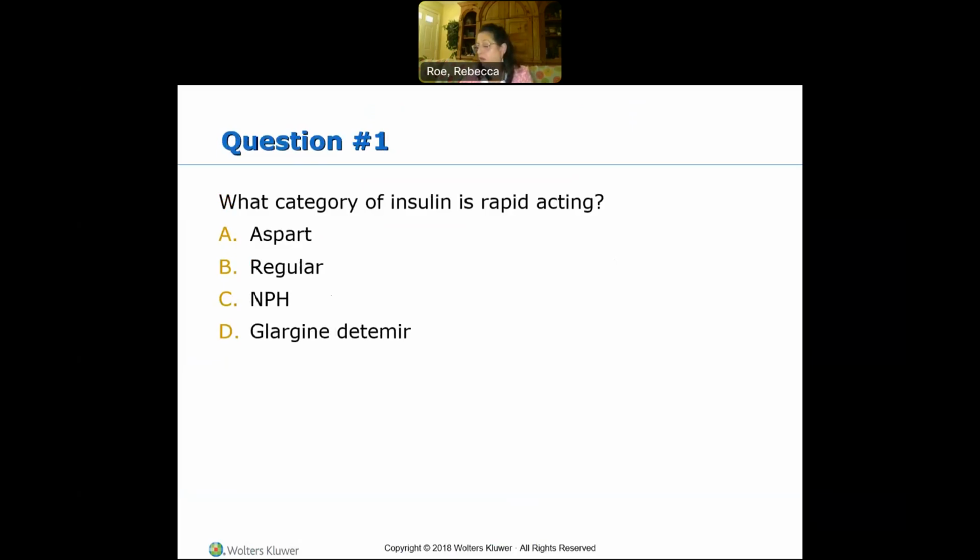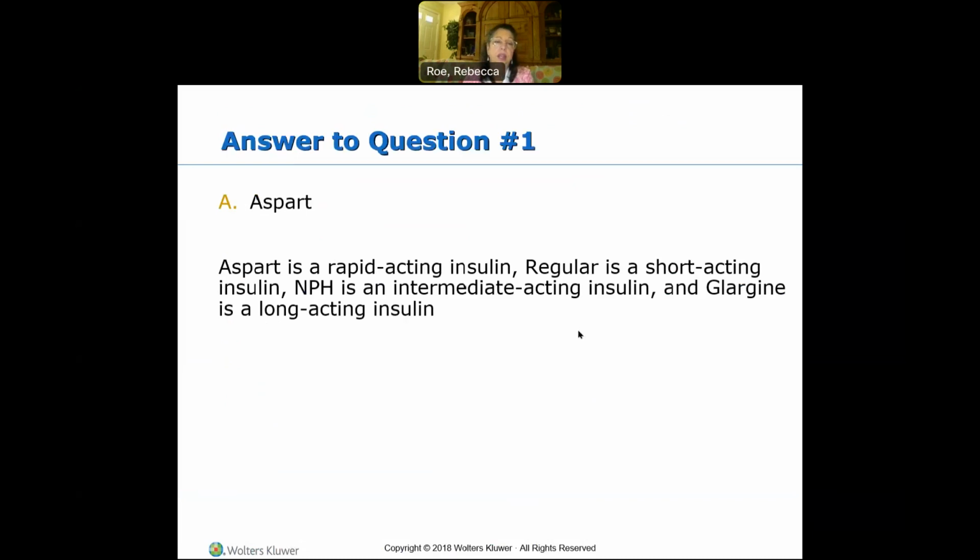So here we go with question number 1. If you know what category of insulin is rapid acting, the answer is A, aspart. It's rapid acting. Regular is a short acting insulin, and NPH is intermediate, and glargine is long acting.